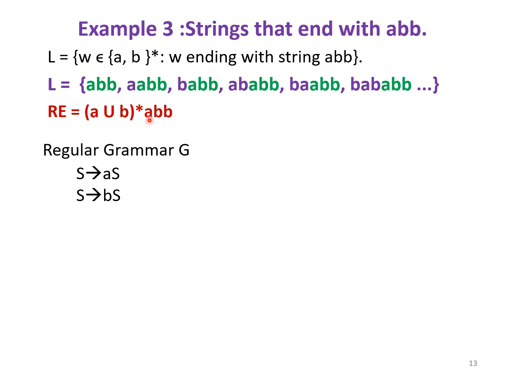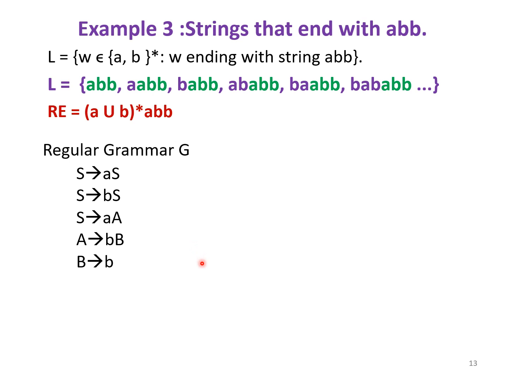Then, coming to the ABB compulsory string. Yes, we'll go for a new variable for the first A. Then this A will go for another variable for the second symbol B, and at last B goes to B, which is the third symbol. So let's design the FSM for this particular grammar using the algorithm grammar to FSM.